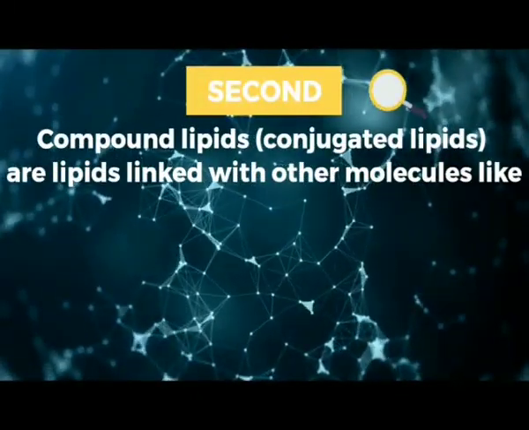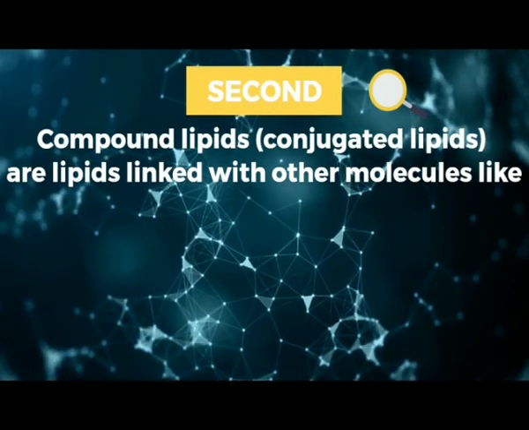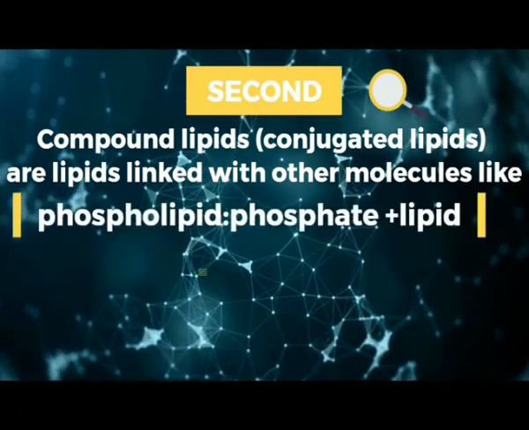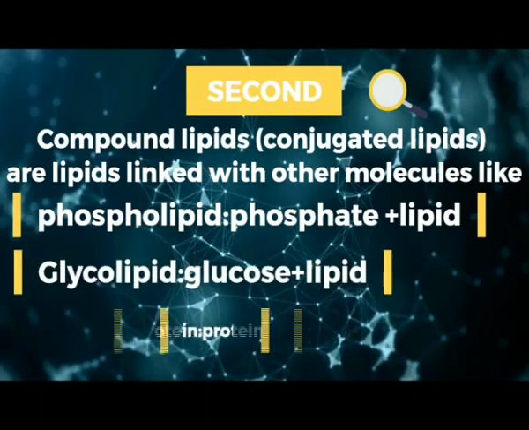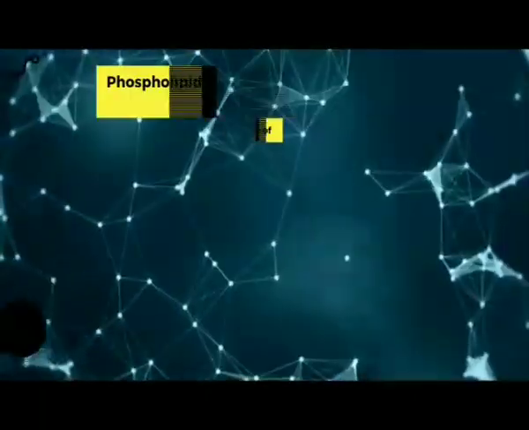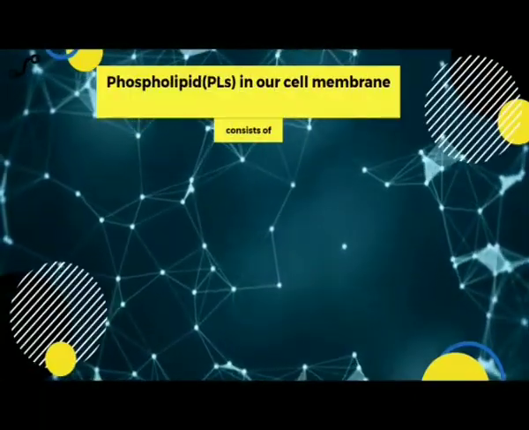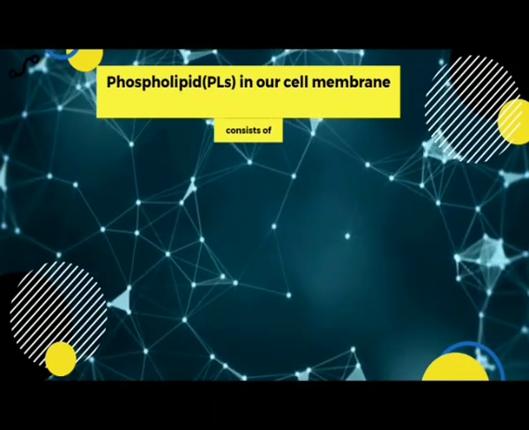Second, compound lipids. Conjugated lipids are lipids linked with other molecules, like phospholipid, glycolipid, and lipoprotein (protein and lipid). The first form of compound lipid is phospholipid.